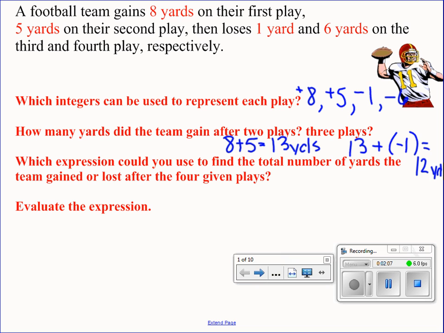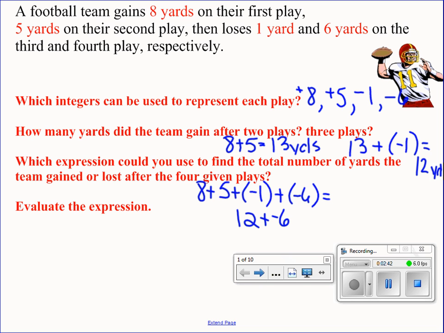Our second to last question says, which expression could you use to find the total number of yards the team gained or lost after the 4 given plays, and then evaluate the expression? So we will put each integer that represents each play, and let's just total them from left to right. 8 plus 5 is 13. Plus a negative 1 would be 12. Plus a negative 6.